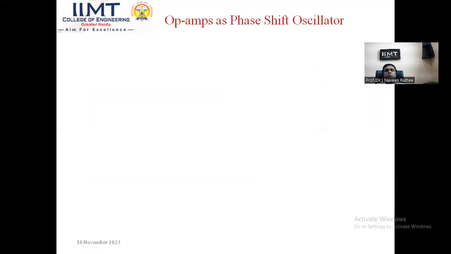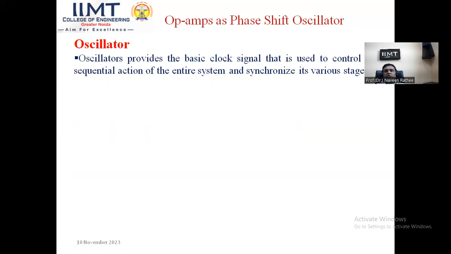Now coming to the last practical application, that is the phase shift oscillator. First thing is, what is an oscillator? Oscillators provide the basic clock signal that is used to control the sequential action of the entire system and synchronize its various stages. Let me give a very simple example.